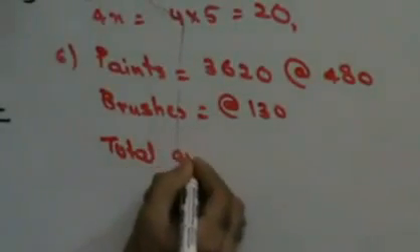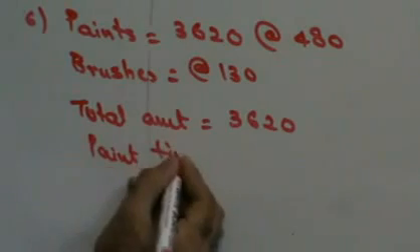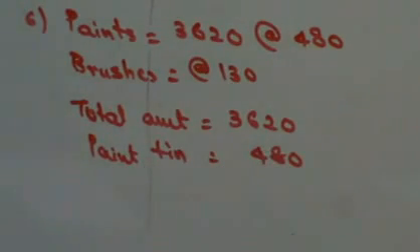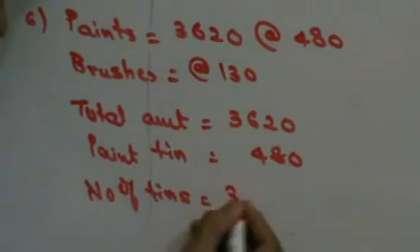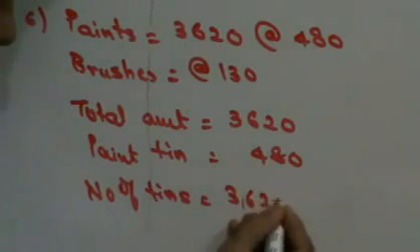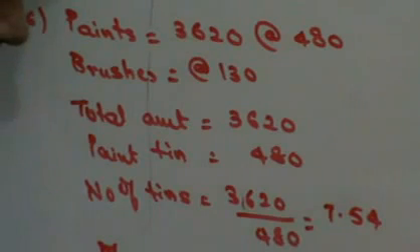Now see, the total amount that he is going to spend is 3,620 rupees. A paint tin costs 480 rupees. Let's assume that he buys the maximum number of paint tins. So the number of tins, how do I get this? This is going to be 3620 divided by 480. Someone please divide this and tell me how much is this? 3620 divided by 480, 7.54. Now it is very obvious that he will not buy a decimal number of tins. Therefore the maximum number of tins of paints purchased is going to be 7. Maximum he is going to buy 7 tins of paints.